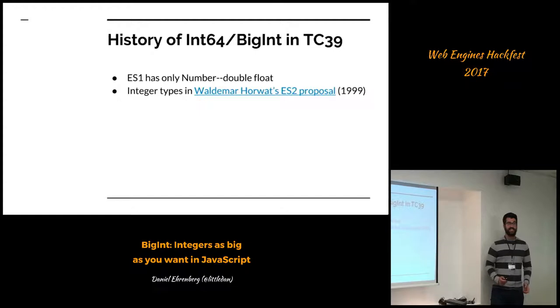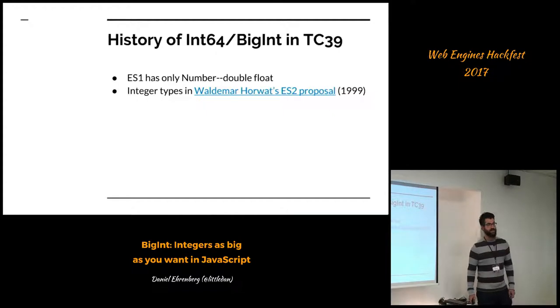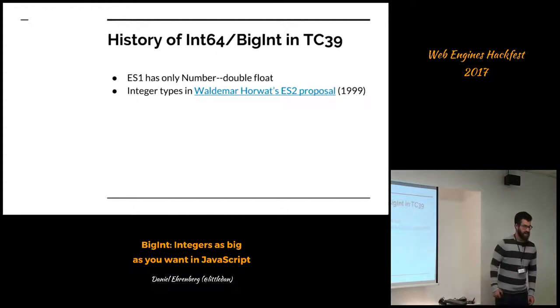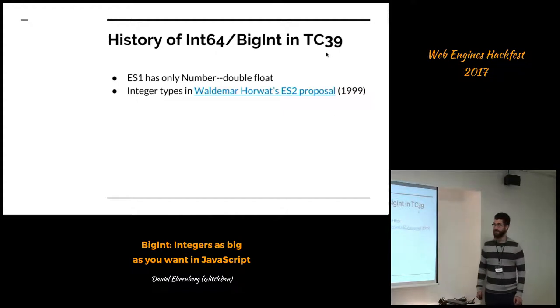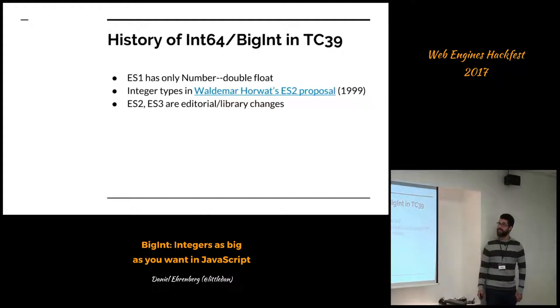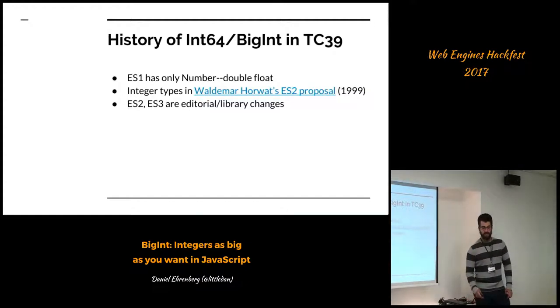Then in 1999, Valdemar Horvat, the longest-remaining member of the JavaScript Standards Committee, proposed adding several different number types to JavaScript, including an arbitrary precision integer type, but also word types and byte types. This proposal was not taken on. ES2 was a pretty minimal change, and ES3 added some more library features, but nothing as major as new integer types.